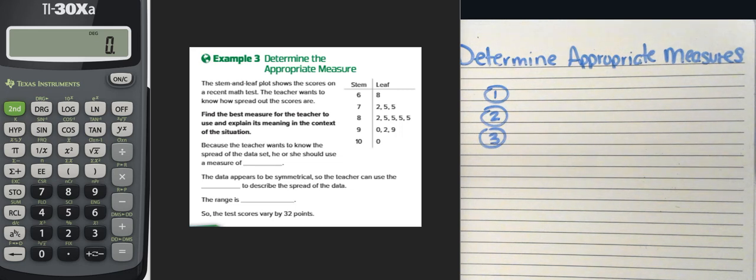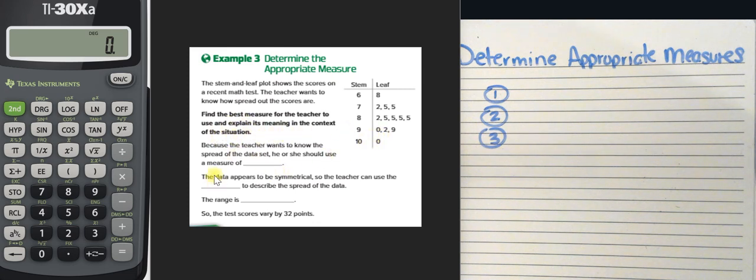All right, so we now have another example where we're going to determine the appropriate measure. They say the stem and leaf plot shows the scores on a recent math test. The teacher wants to know how spread out the scores are. We first need to find the best measure for the teacher to use and explain its meaning in the context of the situation.